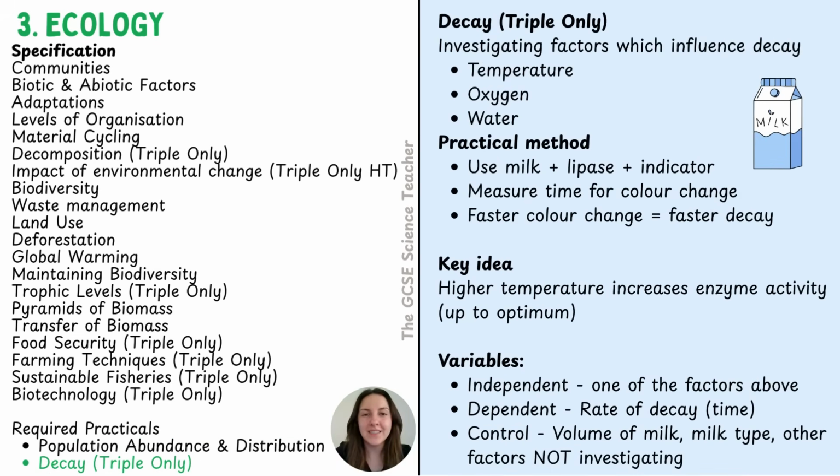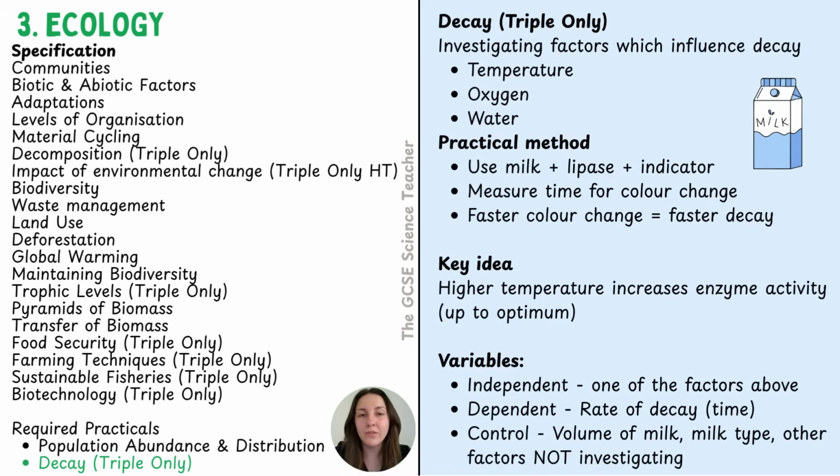Practical is for triple scientists. It's investigating the factors and their influence on the rate of decay. So temperature, oxygen, and water or moisture levels. You use milk, lipase, and an indicator and measure the time for colour change. The faster the colour change, the faster the rate of decay. The key idea is that optimal conditions will increase the rate of decay. So for example, higher temperatures increase enzyme activity and therefore increase the rate of decay.